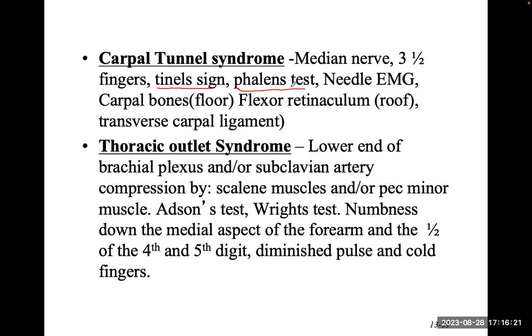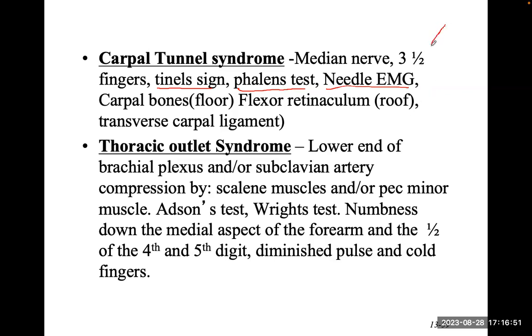Phalen's test is when you hyperflex both your wrists together so that the dorsal side of each of your wrists is touching one another, and you hyperflex the wrist and you get shooting pain to 3.5 fingers. That's a common finding for carpal tunnel. But the gold standard is a needle EMG. And the needle EMG is when they put a needle on one side of the flexor retinaculum.